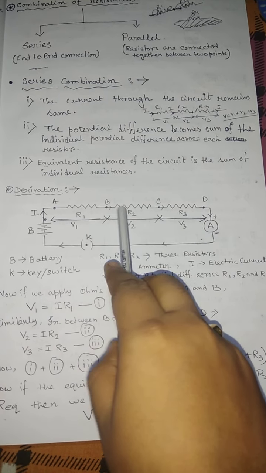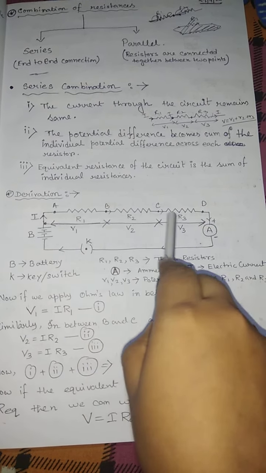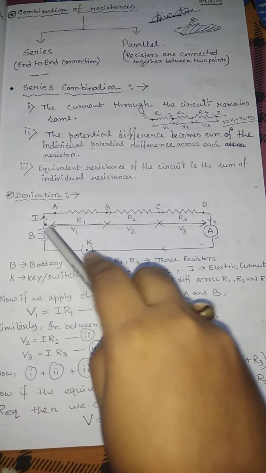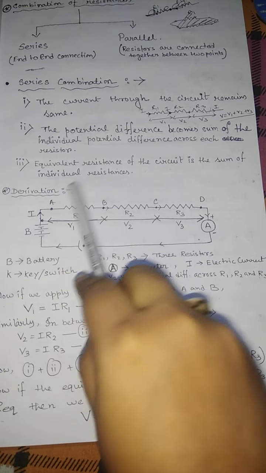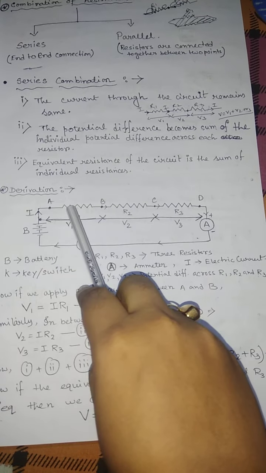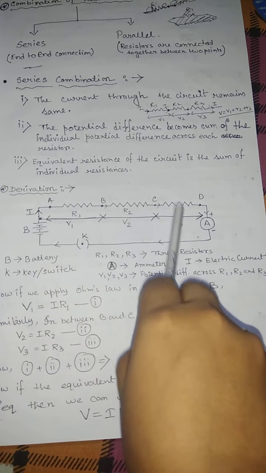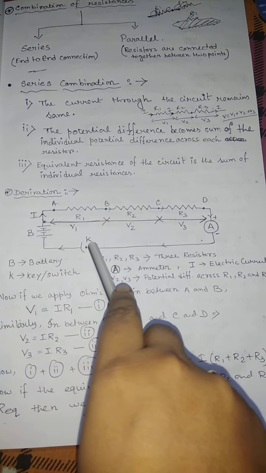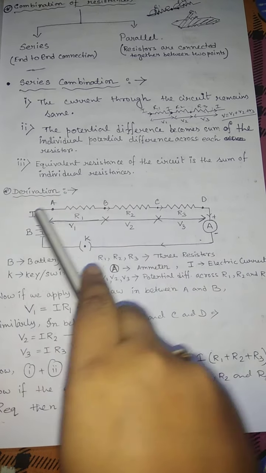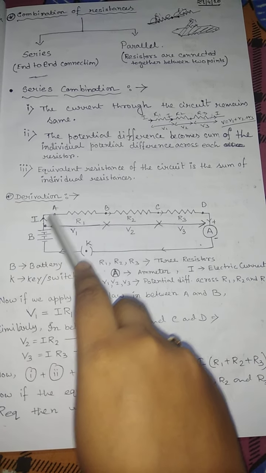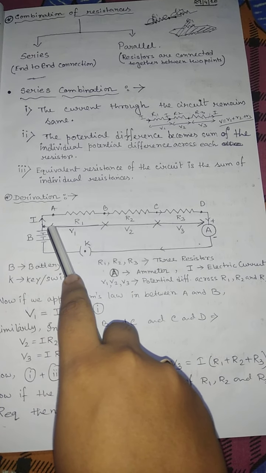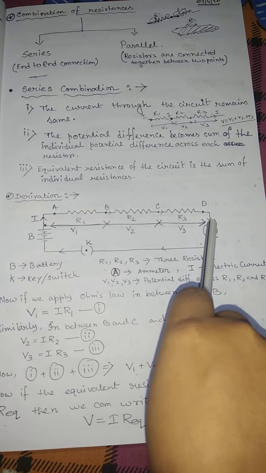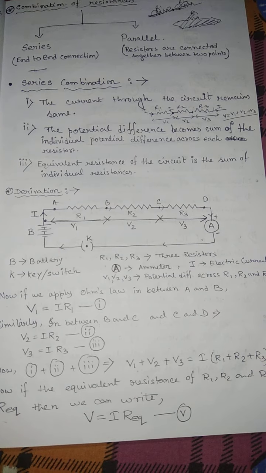This is the circuit diagram for series combination. R1, R2, R3 are connected end to end, with points A, B, C, D. This is R1, this is R2, this is R3. This end is connected to the battery, then the key, then the ammeter. We know the direction of current is positive to negative, like this way.